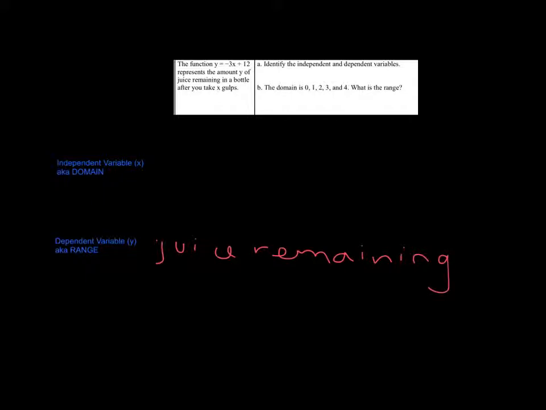Then it asked me to do the independent variable as well, and right here it says after you take x gulps. So that means that your domain or your independent variable or your x coordinates would be the number of gulps that you've taken.